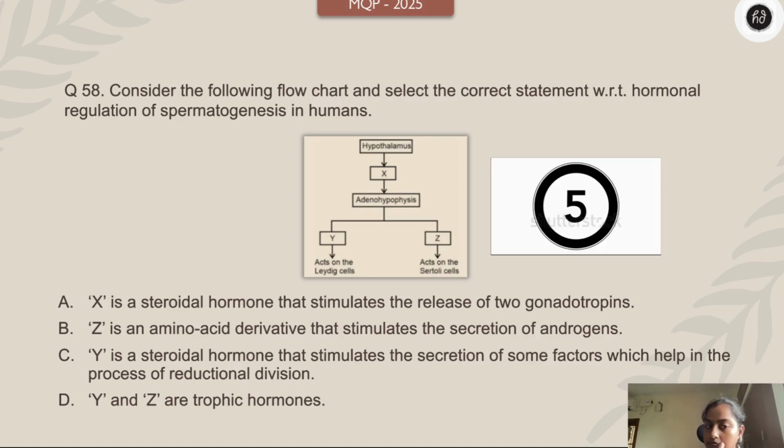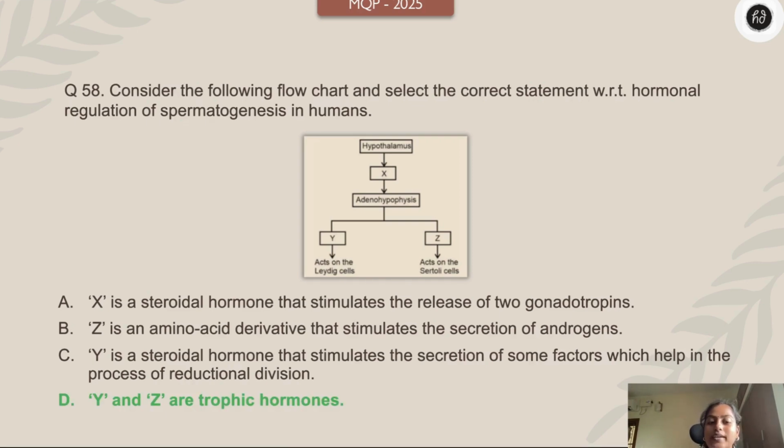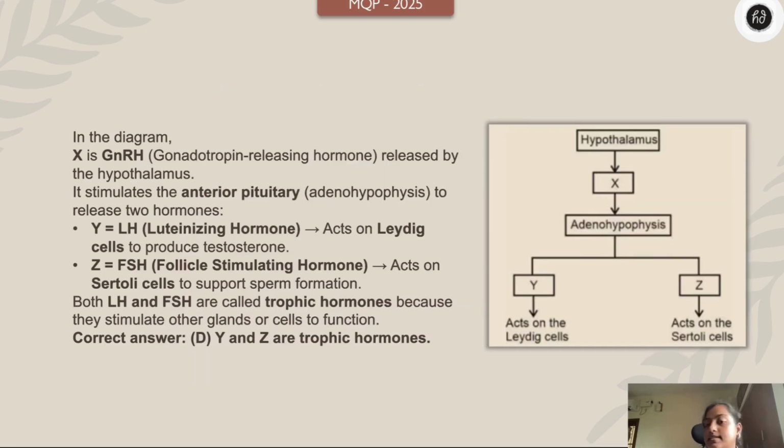Now, you have to just select the correct statement with respect to spermatogenesis, right? So children, Y and Z are trophic hormones. That is the true statement. Why are others wrong? Look at this now. X is nothing but gonadotropin releasing hormone released by the hypothalamus. It will go and stimulate the adenohypophysis, which is nothing but the anterior pituitary. Correct, because the anterior pituitary has so many hormones being stimulated, whereas the posterior has just two. What are the two? Oxytocin and vasopressin, right? That's it.